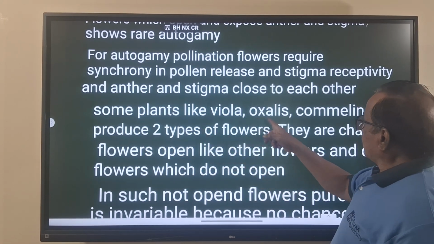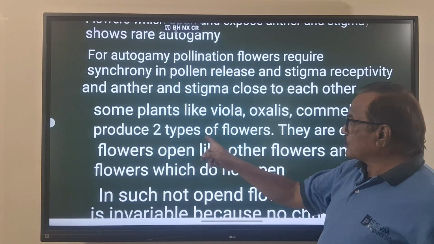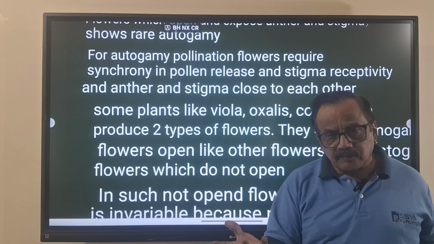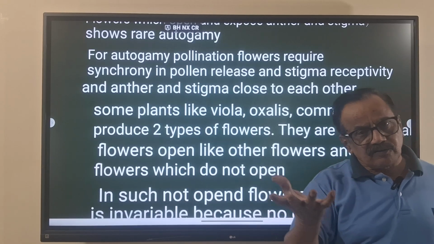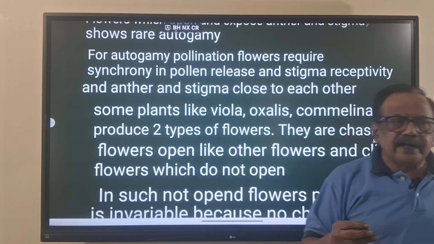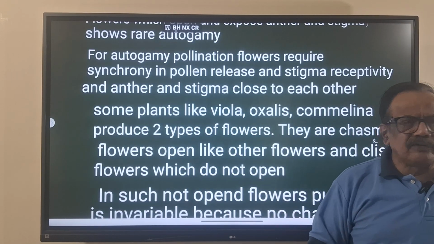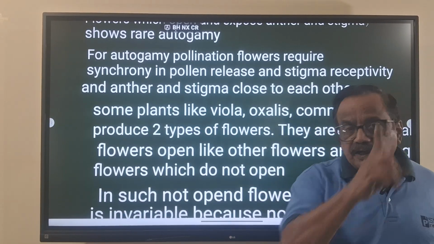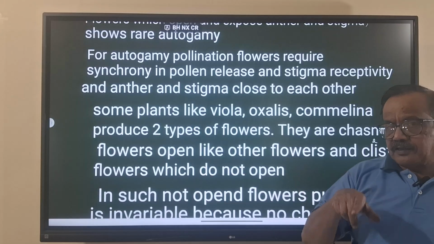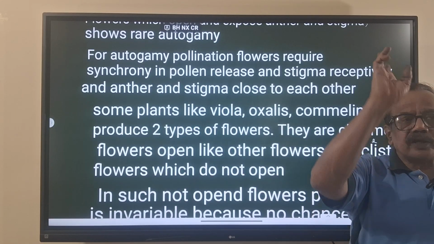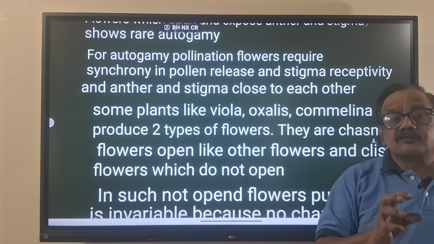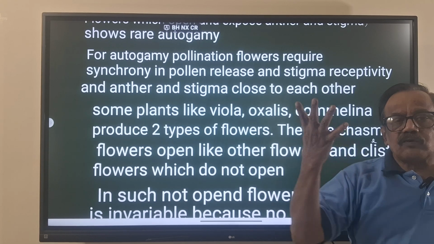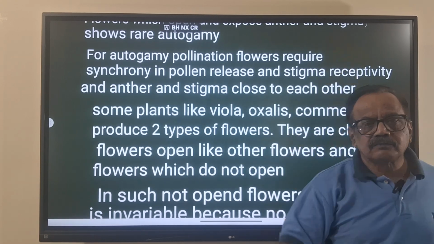So viola, oxalis, commelina produce two types of flowers. They are the flowers which open like normal flowers. The chasmogamous flower will be there, and they will do autogamy rather rarely; xenogamy they may do, or geitonogamy they may do. But one more type is there, the second type, that is the cleistogamous flower. A cleistogamous flower appears like a bud only, for appearance to us, but it never opens. But it will form the seeds.